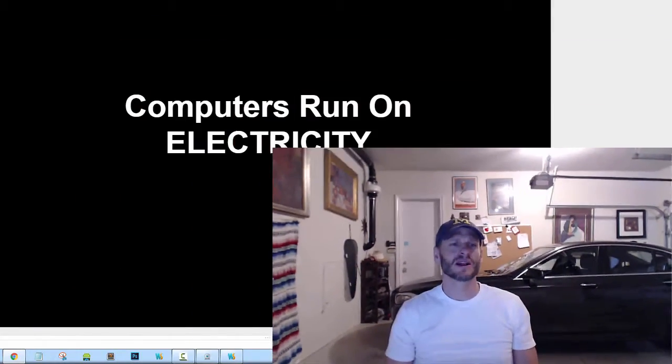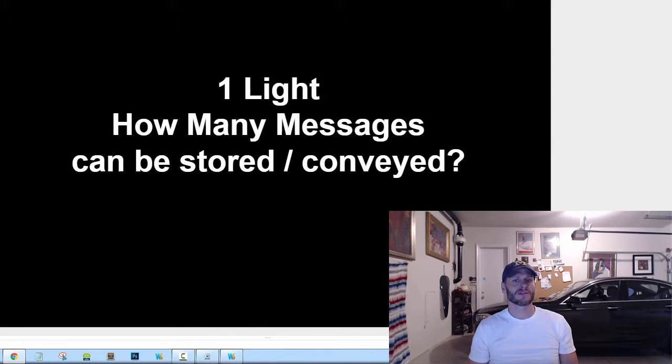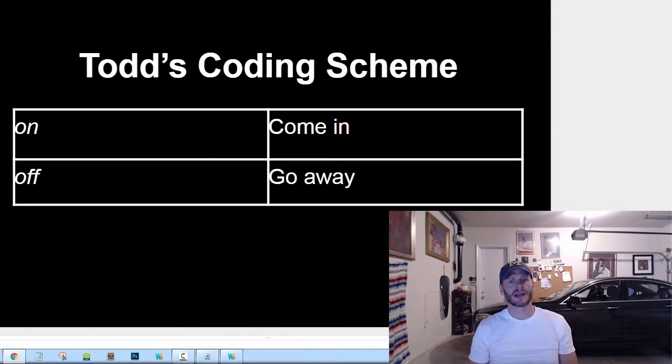So computers run on electricity. Electricity has 2 states, on or off. And if we have one light bulb like our porch, we can convey 2 messages, right? So, come on in, come trick or treat, or go away, right? So it could be that. And so we have coding schemes. So the first thing you need to know about computers, they run on electricity. The second thing is that we could create coding schemes based upon whether or not a circuit or a switch is on or off.